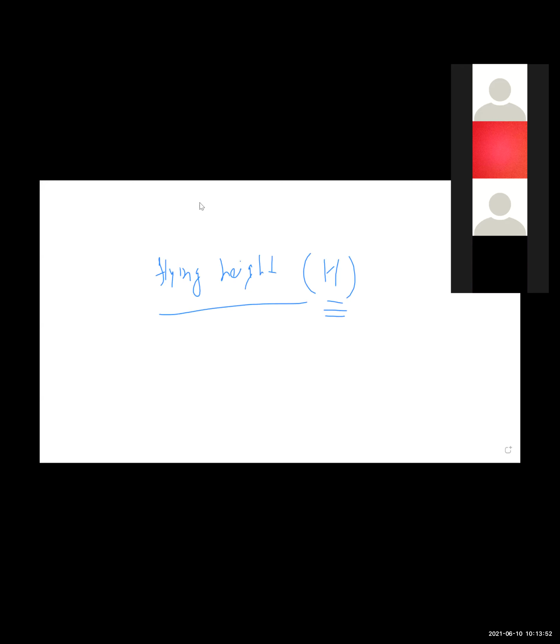Height of air station from MSL, ma'am. Exactly, height of air station. So flying height is defined as the elevation of air station above the mean sea level. Okay, above the mean sea level.